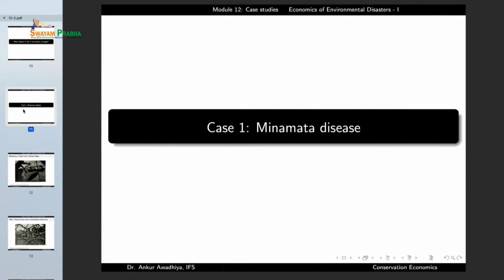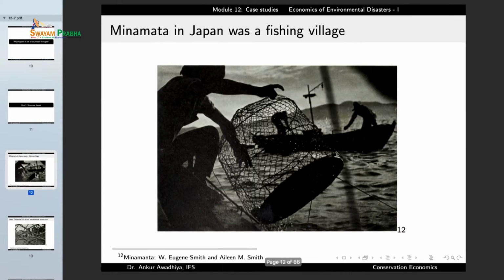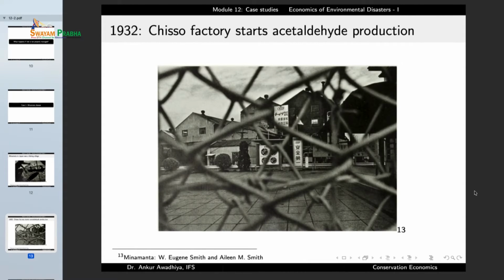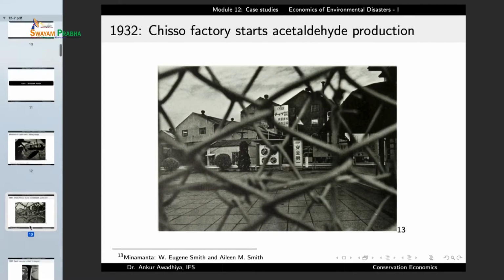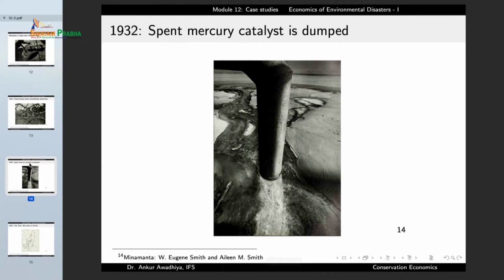The first one is the Minamata disease. Now, the Minamata disease originates from a village that is known as Minamata in Japan. And this village was traditionally a fishing village. So it was full of fishermen whose main source of livelihood was fishing in the nearby sea. Now, in the year 1932, a local industry by the name of Chisso Factory begins the production of acetaldehyde, and it uses a compound of mercury as a catalyst for the reaction.